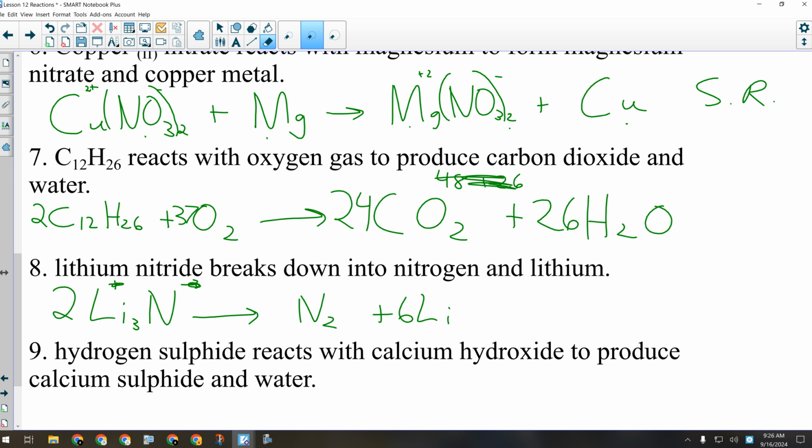Wouldn't it be nitrogen gas? We can just say nitrogen. We don't have to state that it was gas, but yes, it would be, unless this was done at an extremely low temperature where nitrogen's liquid. That would look weird though.